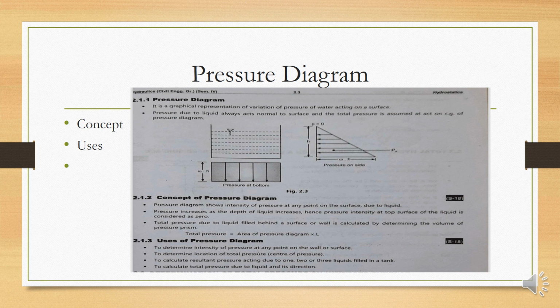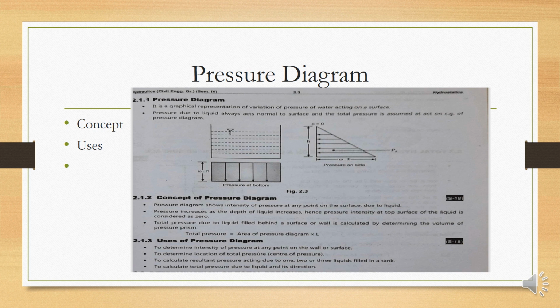Now the uses of the pressure diagram, where the pressure diagram is basically used. First use is determining the intensity of pressure at any point on the wall or a surface, meaning which kind of pressure is acting and how much of that pressure is acting. For finding the pressure, we can use the pressure diagram. The next is determining the location of the total pressure, the center of pressure.